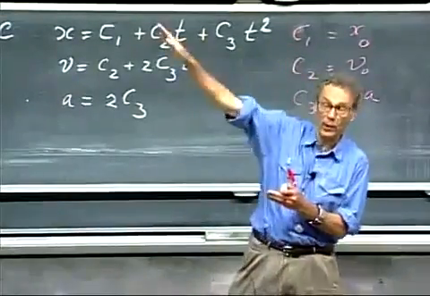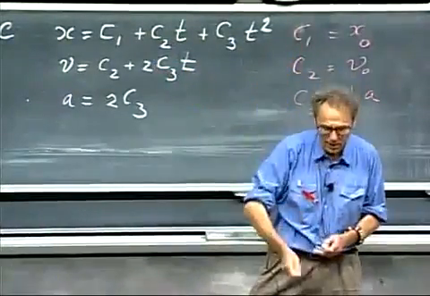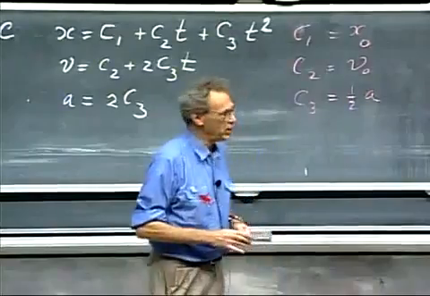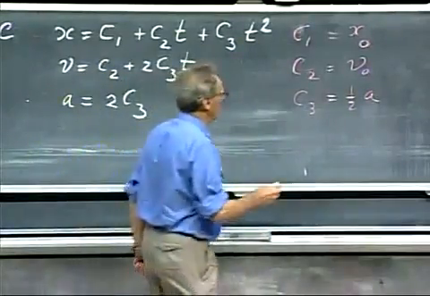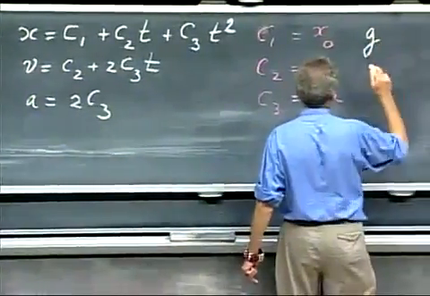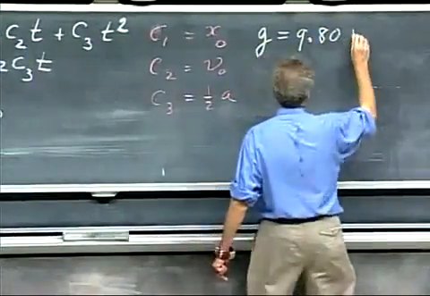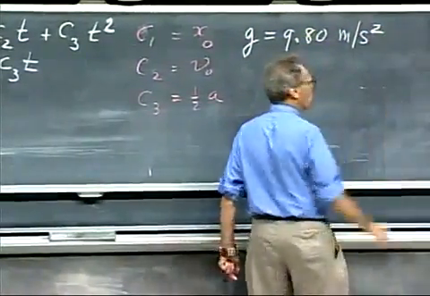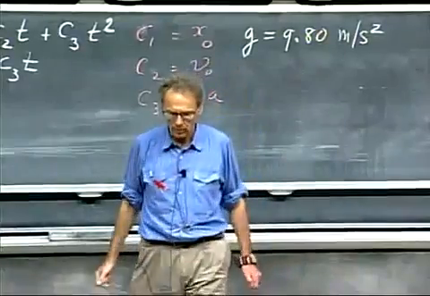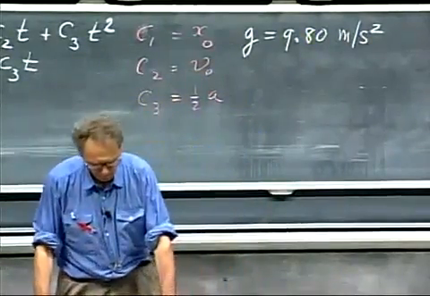It becomes two-dimensional when I throw it at an angle. I keep it one-dimensional. The acceleration is always the same. And that g, gravitational acceleration, in Boston is 9.80 meters per second squared. And it varies a little bit for different places on Earth.